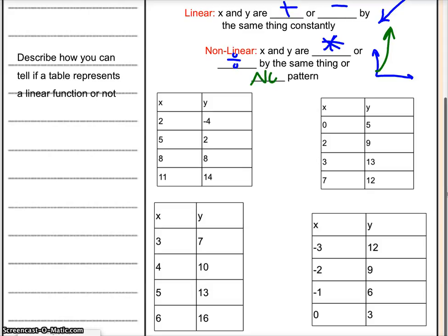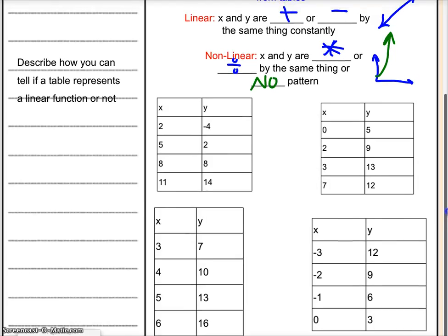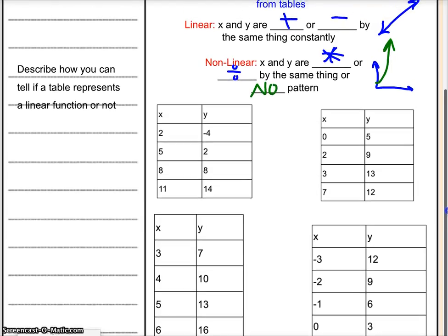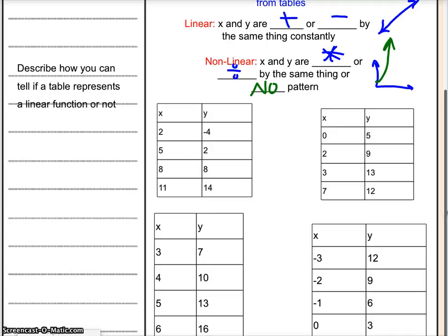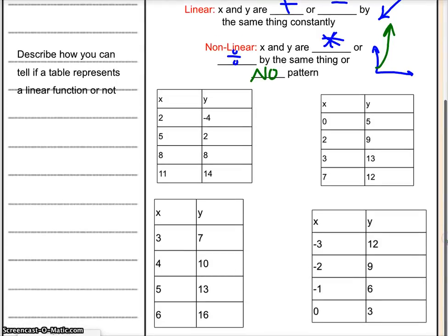Or if there's no pattern, it's nonlinear. So, linear: add and subtract the same thing to x and y. Nonlinear: multiply or divide. Linear is a line. Nonlinear can be jagged or exponential growth, which means that it's going way too fast. It's got a curve. You're not going to need to really identify those today. You just need to identify rates from a table.